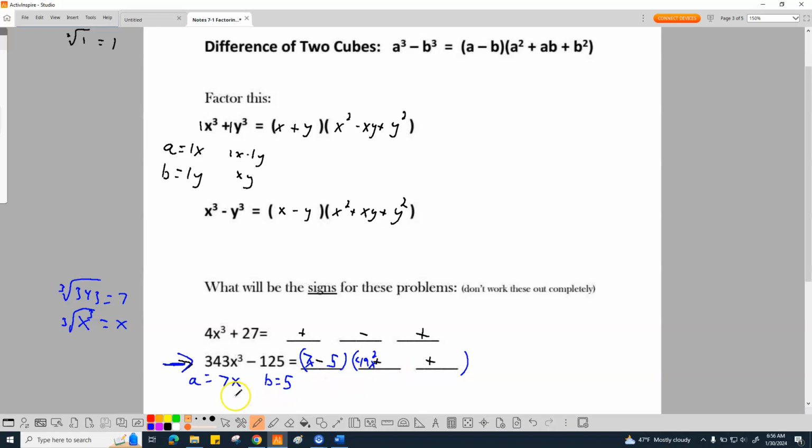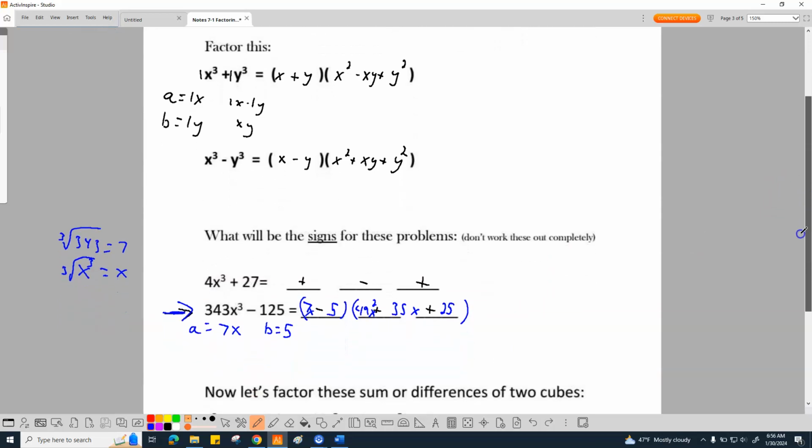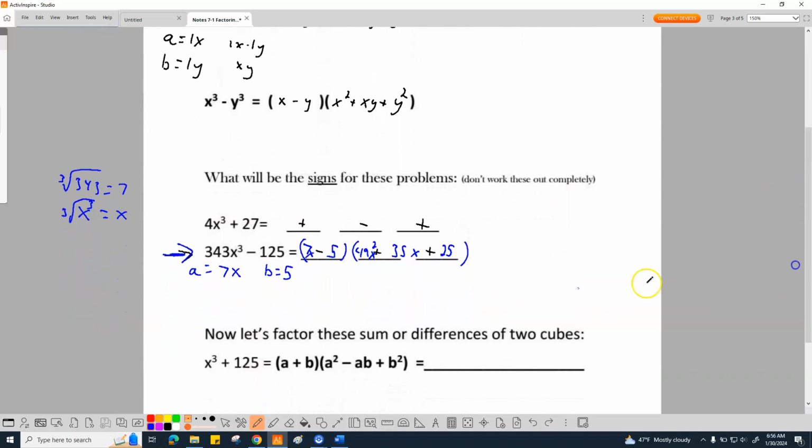So now we're going to do a times b. A times b, you'll see, is 7 times 5, which is 35. So this is 35x. A times b. And then b squared. And b squared over here is 25. See how bizarre that is? I wanted to show you all a good example of how to do this. So I'm going to leave this in as example 1 for the notes.